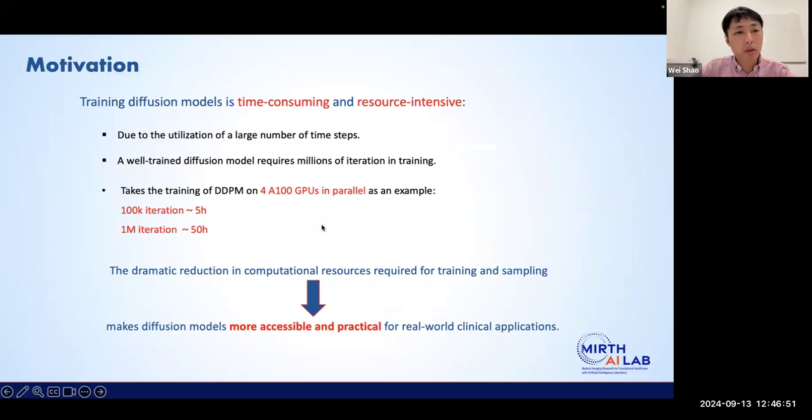But one problem with the diffusion process, as you see, is that it has thousands of steps, and it is really time consuming because of the use of this large number of time steps. The training usually takes about 50 hours, and the inference takes about an hour, or at least several minutes. So this really prevents real world clinical applications of diffusion models.